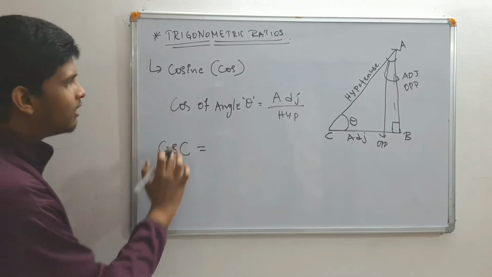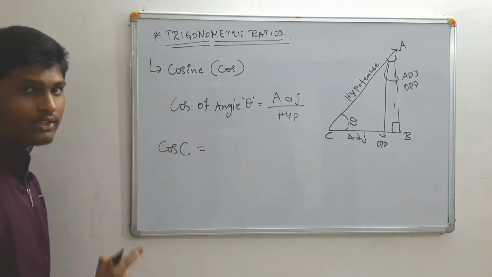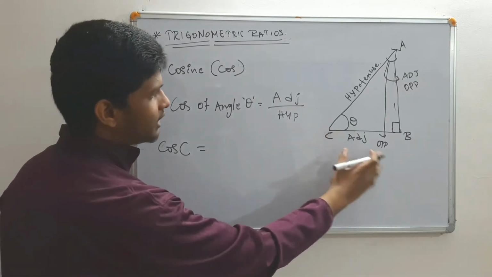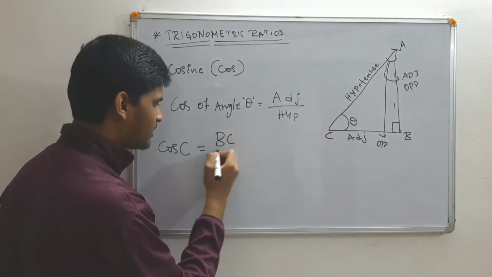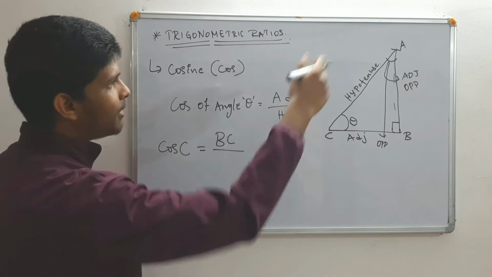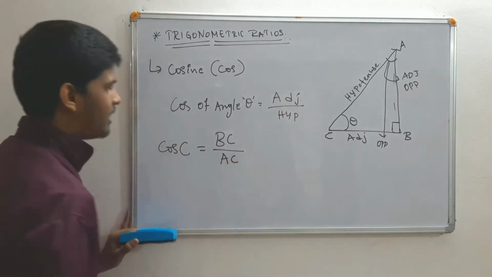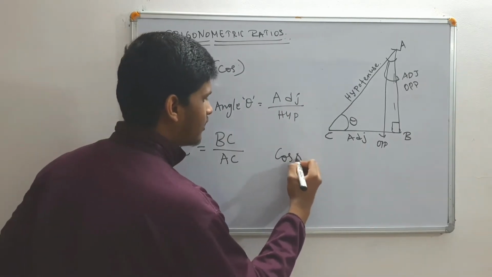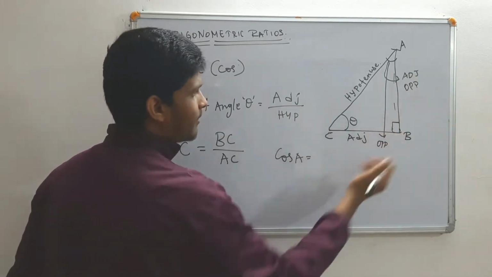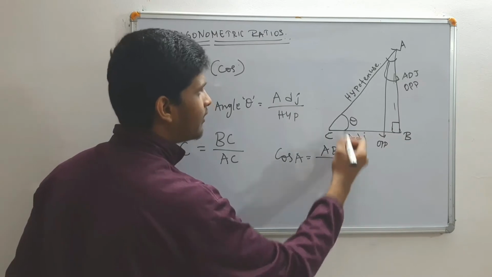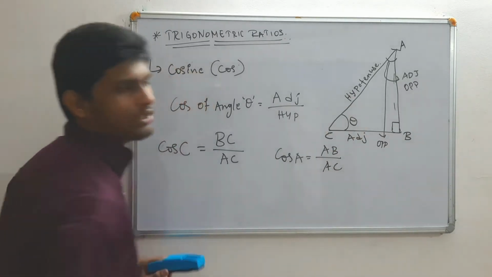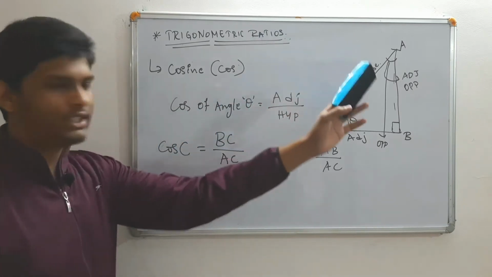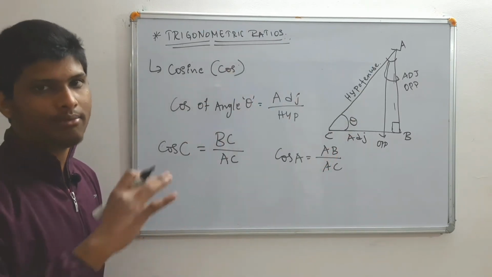Cos C is nothing but cos of angle theta. It's not cos into C. So cos C, if you consider here, the adjacent side is BC, length of BC divided by hypotenuse, which is length of AC. And if you consider angle A, then cos A will become the adjacent side AB, so length of AB divided by hypotenuse. Hypotenuse is the same for any angle. This is about cos. So cos of any angle is the adjacent side of that angle divided by the hypotenuse side.